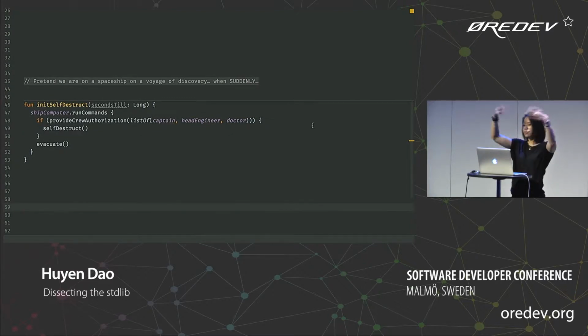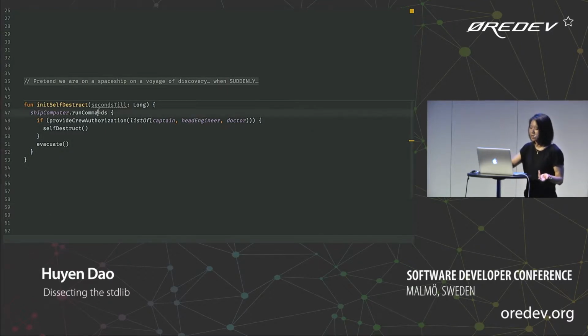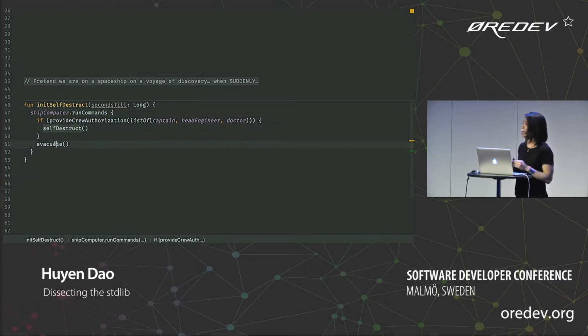Say I'm back on my spaceship on a voyage of discovery when some emergency happens and I have to self-destruct the ship. I might write a function like this to send commands to my ship's computer to initiate that sequence. I have my higher order method here, run commands, and the first thing I do is provide some crew authorization. I have some senior officers say their personal codes, and then I actually start the self-destruct sequence, and then I have to get everyone off the ship, so I evacuate. So I have a lambda here to do all that.